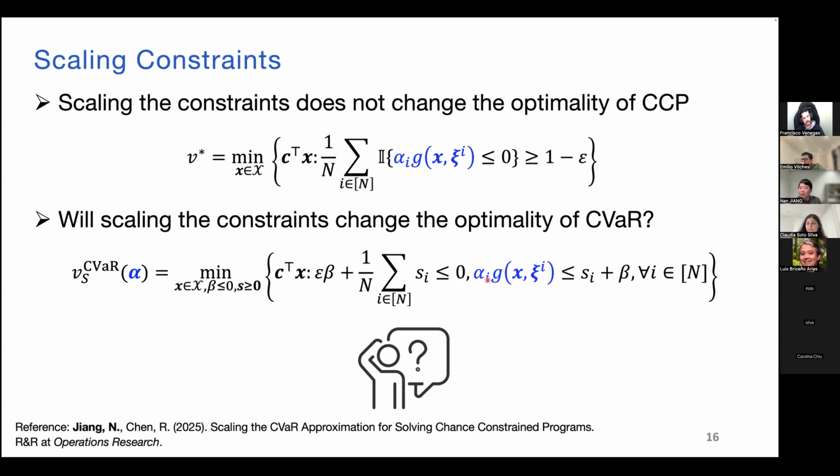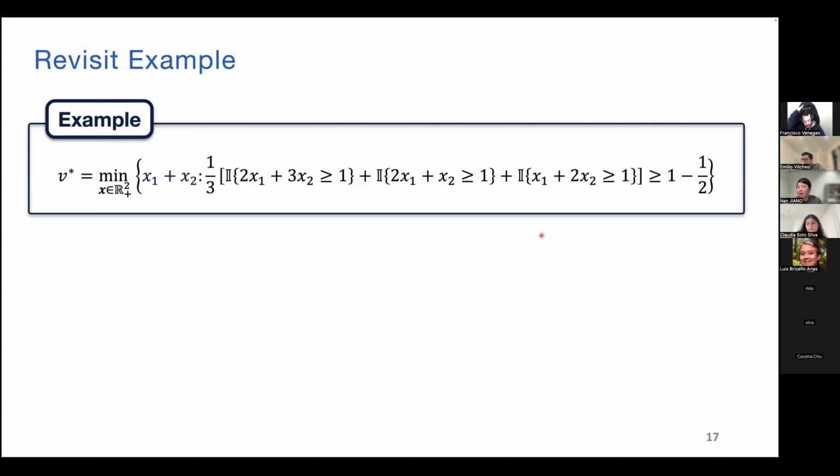We know from our previous examples that the value of the constraint actually matters. But we don't know whether this will change the optimality of the CVaR approximation, or of any kind of convex approximation. We still have the previous example, so we can do a very quick numerical study to check.